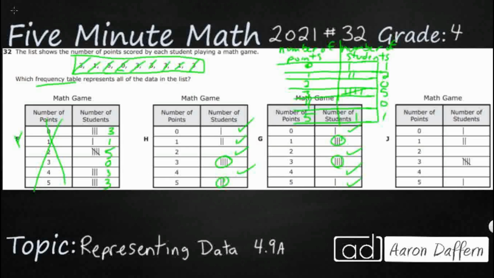All right, so let's check J, because that should be it. 0's got 1, yes. 1 has got 2, looks good. Let's see, 2 has got 0, yes. 3, there we go. There's that 5 that I was looking for. Then I've got a 0 and a 1, so my answer is J.